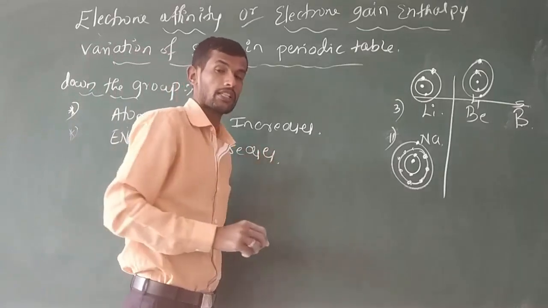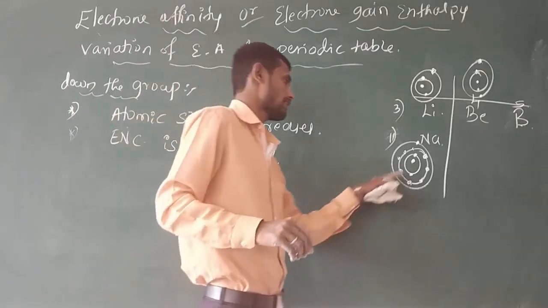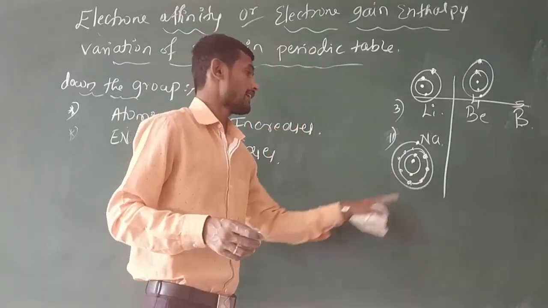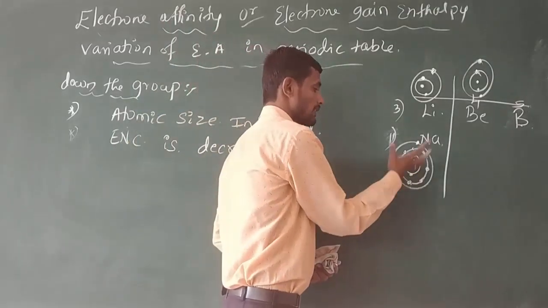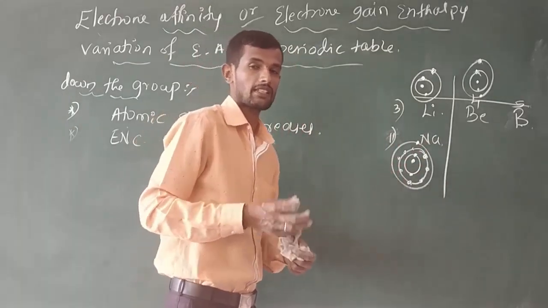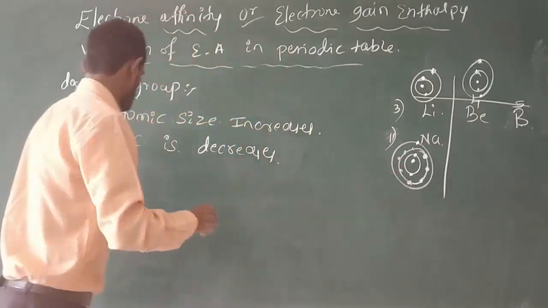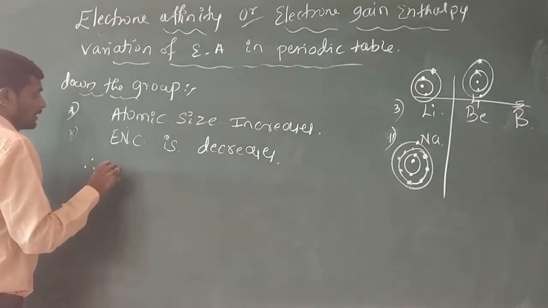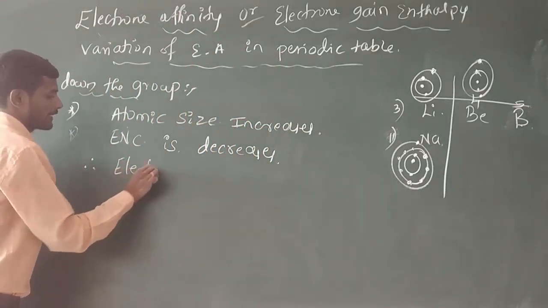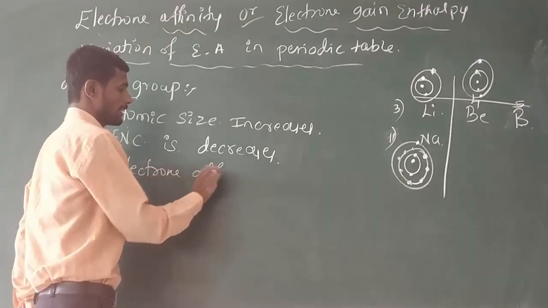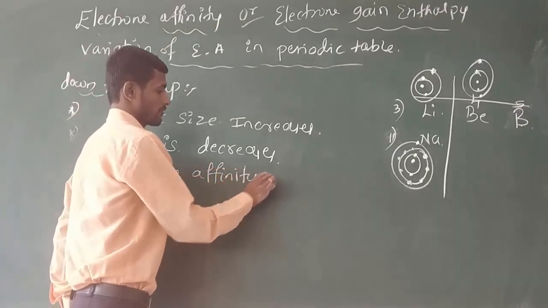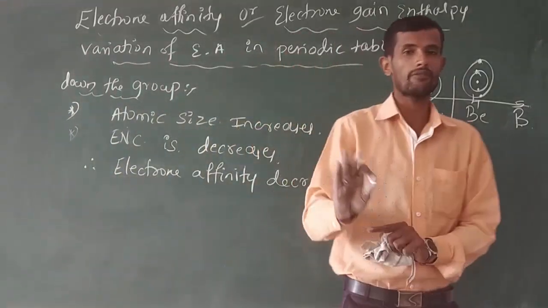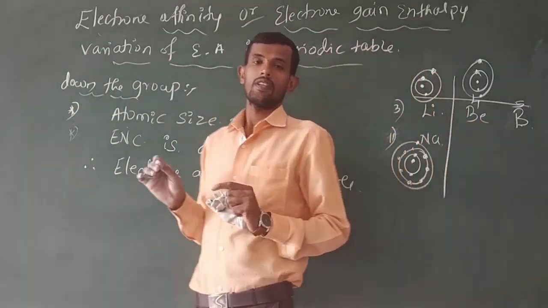Similar points which were discussed in earlier videos. As the distance between the nucleus and the electrons increases, the force of attraction decreases, therefore I directly write the same point: electron affinity decreases. Yes, this is a very important point. If we move down the group, electron affinity also decreases. Why?